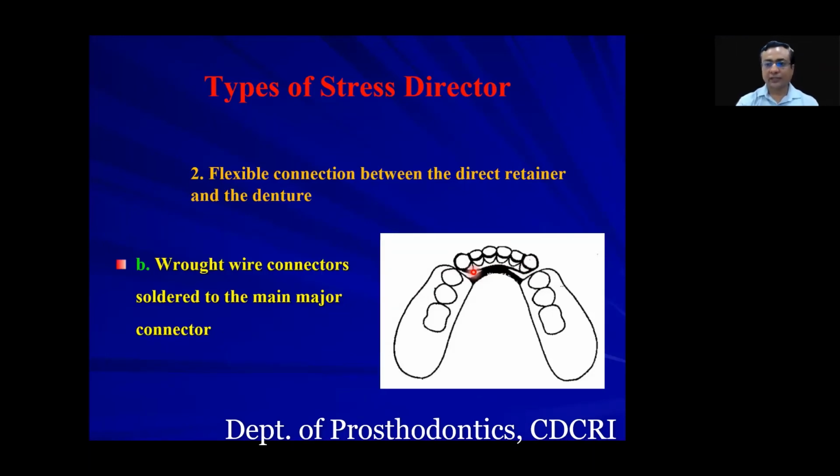All of you, we have discussed the difference between the cast and the wrought. Cast metal is a metal obtained by a process known as casting, and wrought is obtained through mechanical means, like the wires. So wrought metals are more flexible than cast metal. The connection between the denture base and the direct retainer is through a wrought wire. Because the wrought wire is more flexible, all the forces will not be transferred to the abutment tooth. A lot of forces will be dissipated.